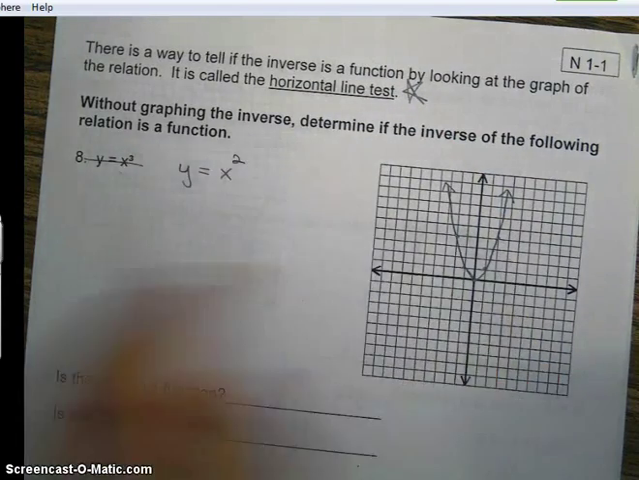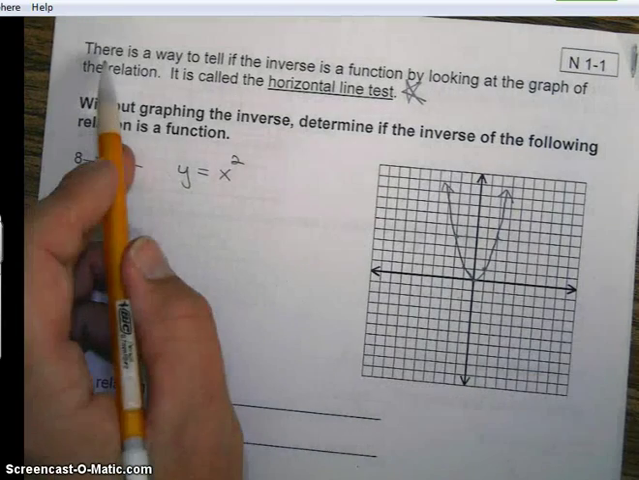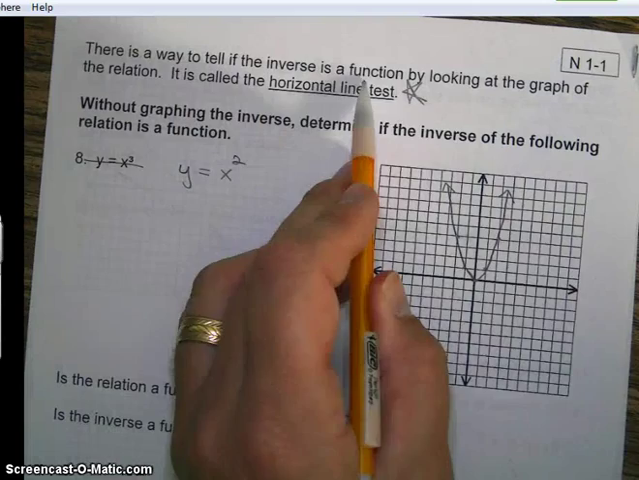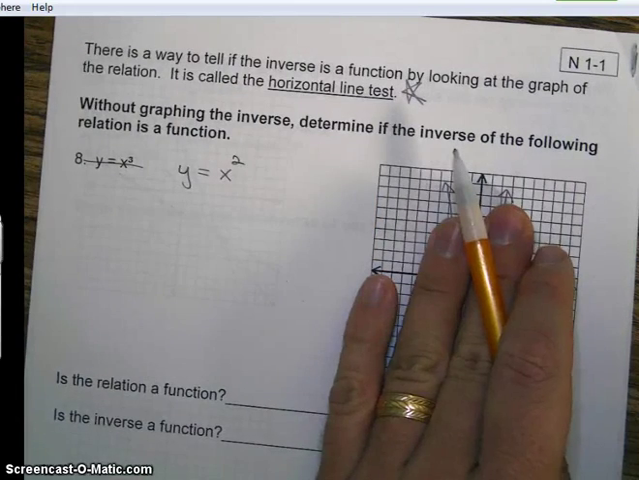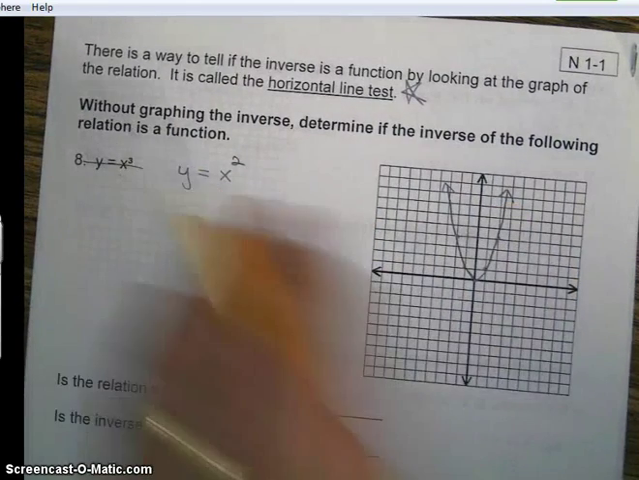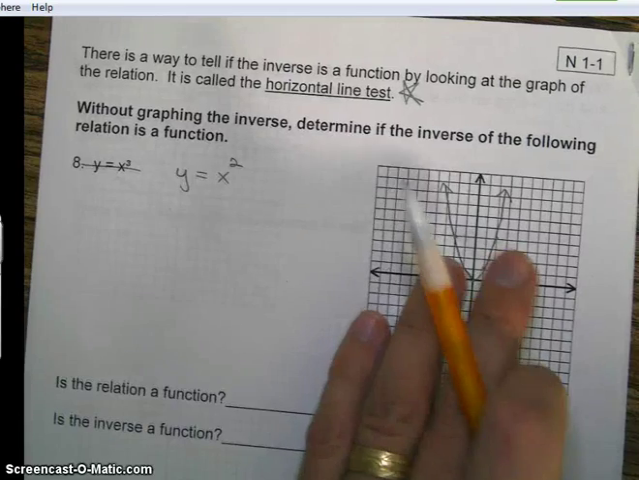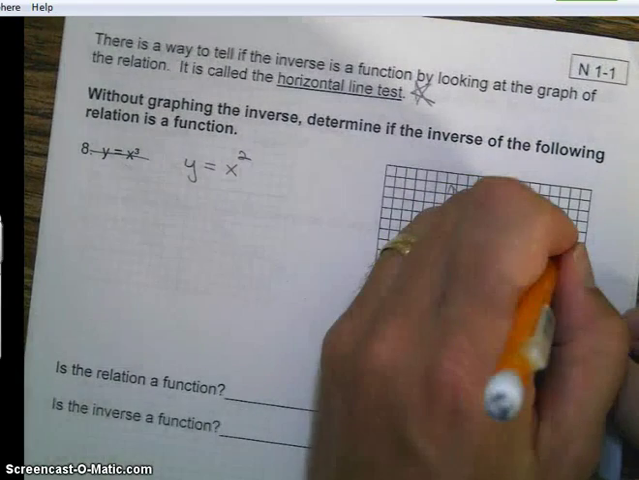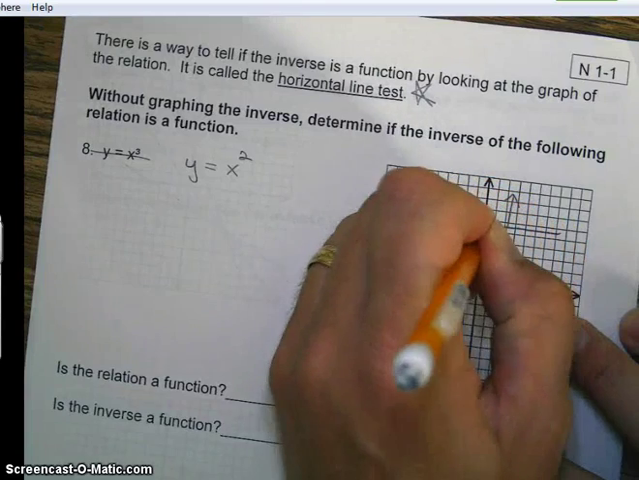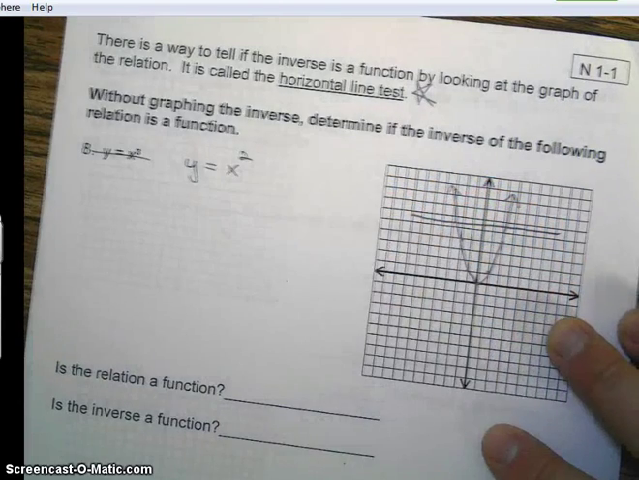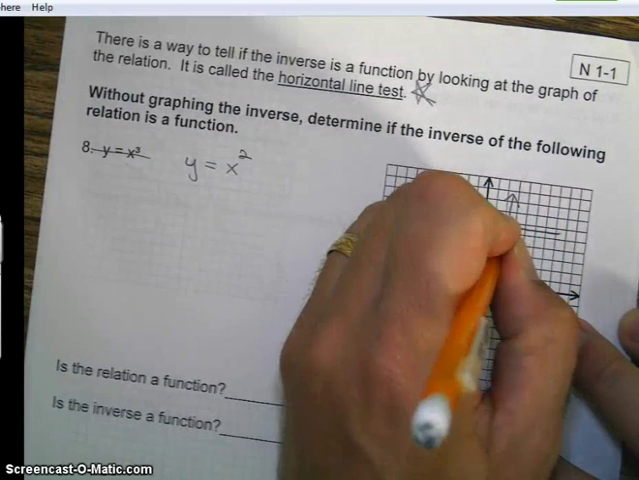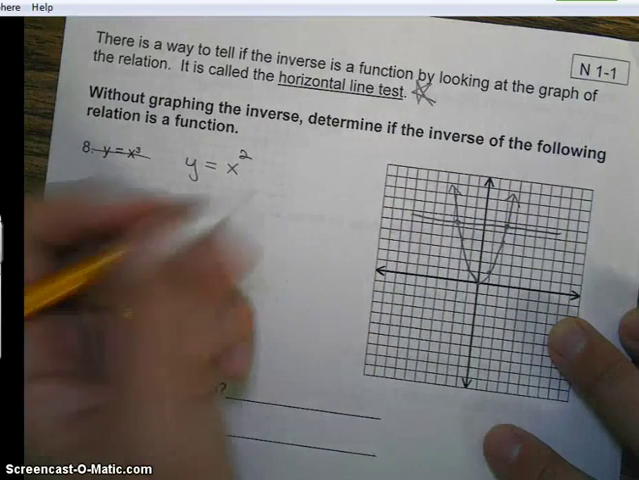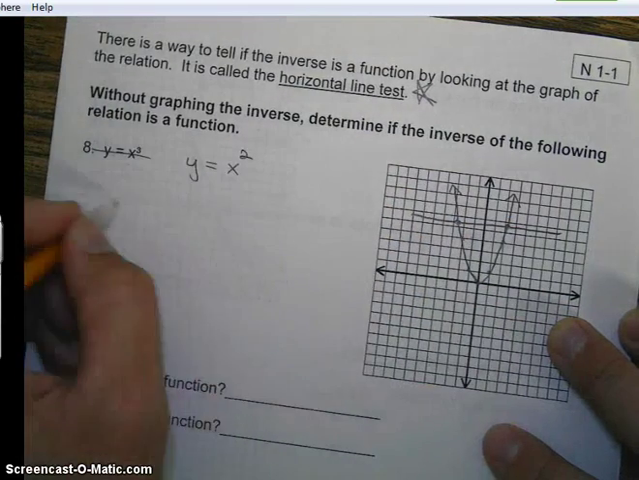Okay, so now look what it says. There is a way to tell if the inverse is a function. So we're not going to graph the inverse. We're not going to find the inverse. We're going to be able to tell just by doing what's called the horizontal line test. So if you draw a horizontal line through the graph and it touches in more than one place, okay, then the inverse is not a function.